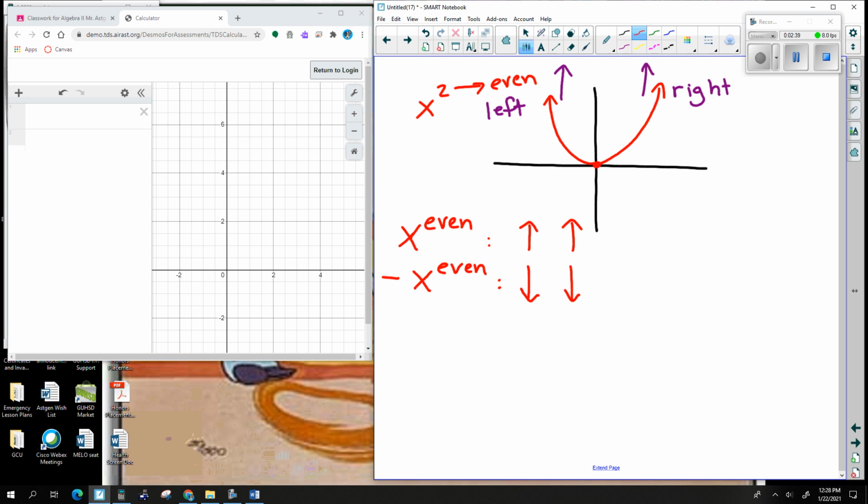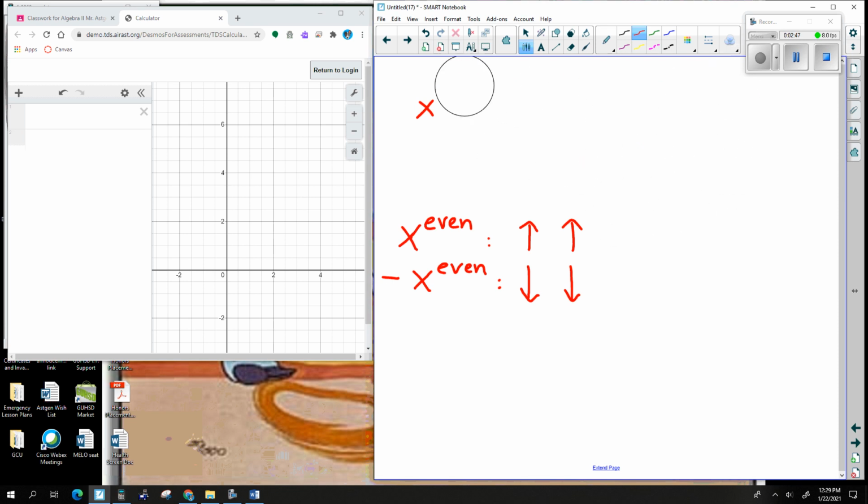Now, in the same breath, let's talk about odds. What if there is an odd number on the x, like a 1? An x to the 1 is the simplest odd number that I know, and an x to the 1 looks like this. That's what an x looks like. The right-hand side is up and the left-hand side is down, and that's going to occur for every different type of odd number that there is.